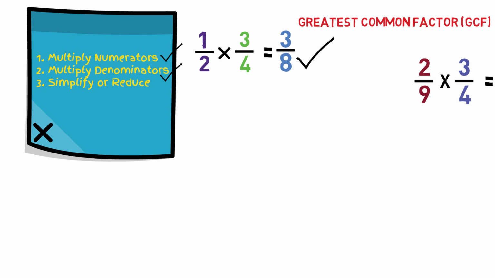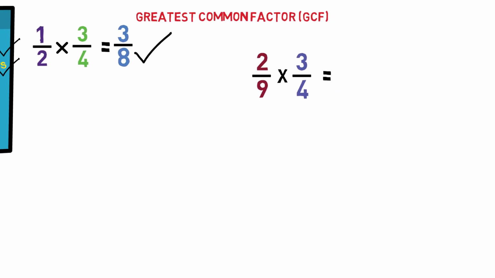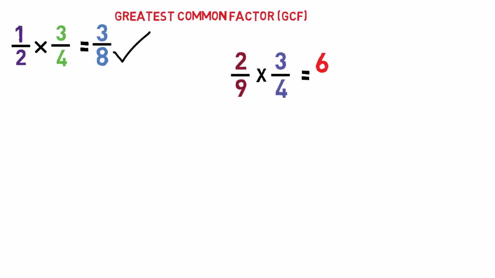Try to multiply 2/9 times 3/4. So multiply the numerators and then multiply the denominators. So we get the answer, or our new fraction, 6/36. 6 on top and 36 on the bottom. We have a fraction that needs to be simplified or reduced.